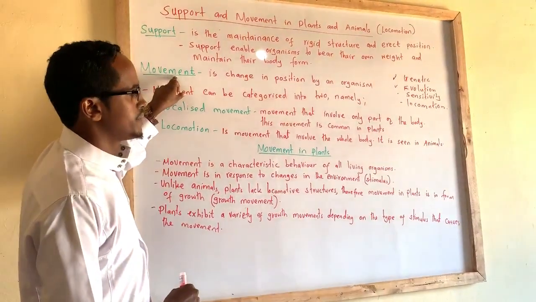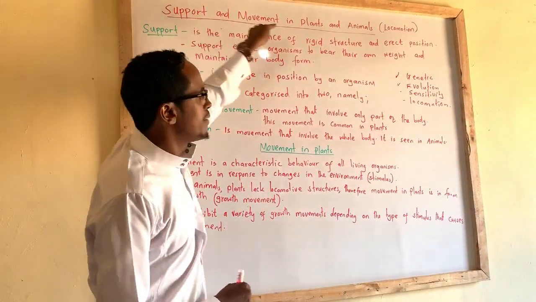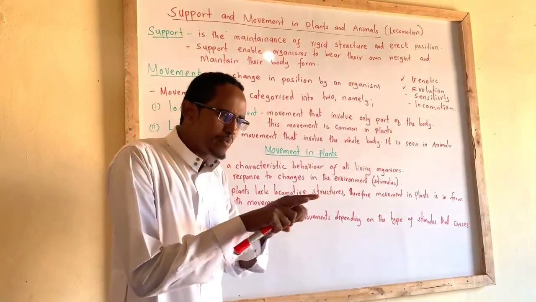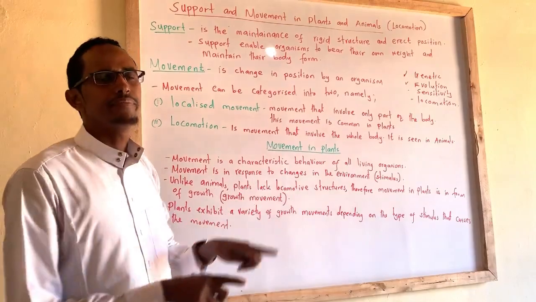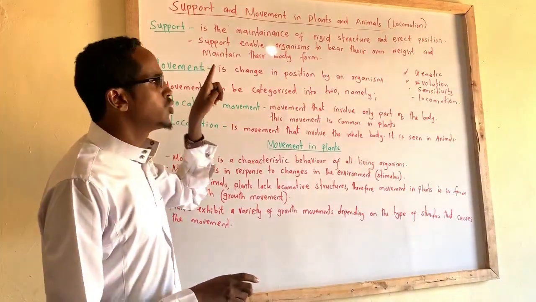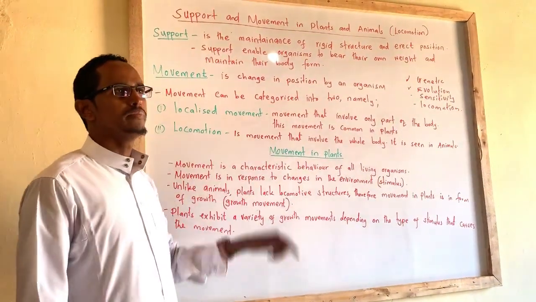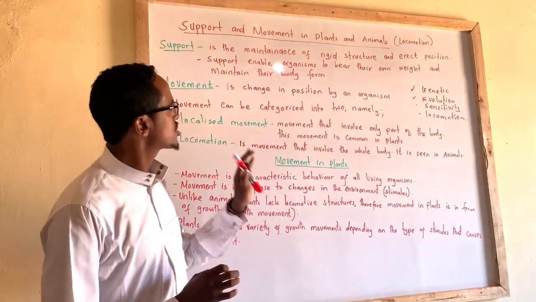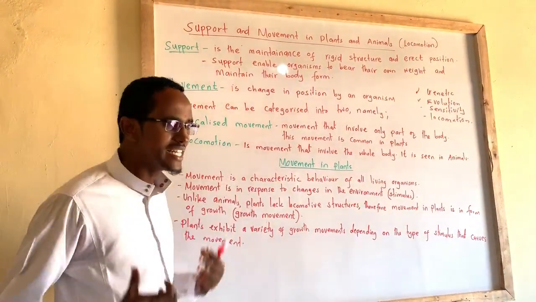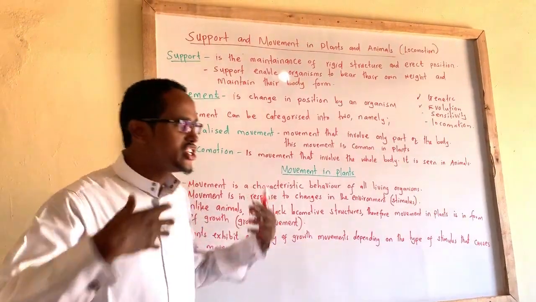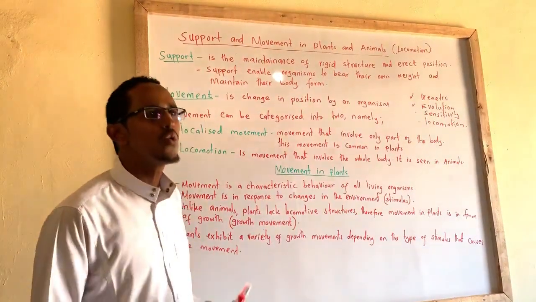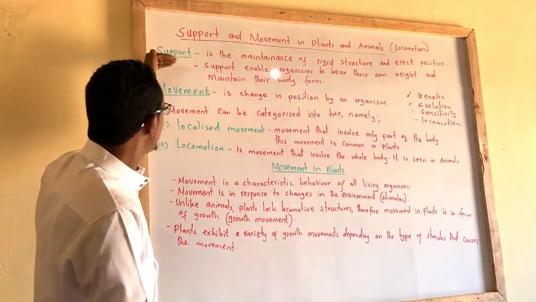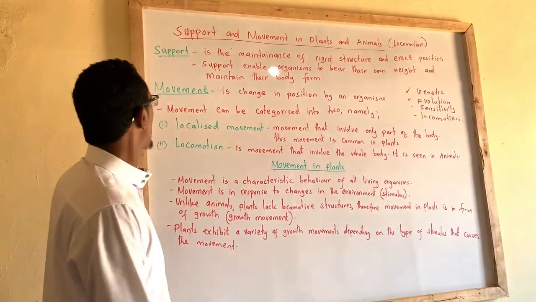What about movement? You see, support and movement are inseparable. Support and locomotion are inseparable. They go hand in hand. We cannot talk about movement without talking about support. If the organism is not supported, if it does not have a rigid structure that maintains its erect position, a rigid framework that carries its own weight, then there is no movement. That's why we have support followed by movement and even locomotion.